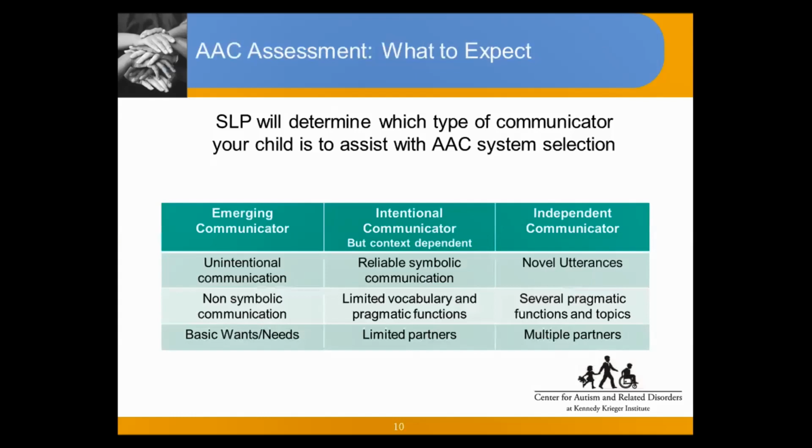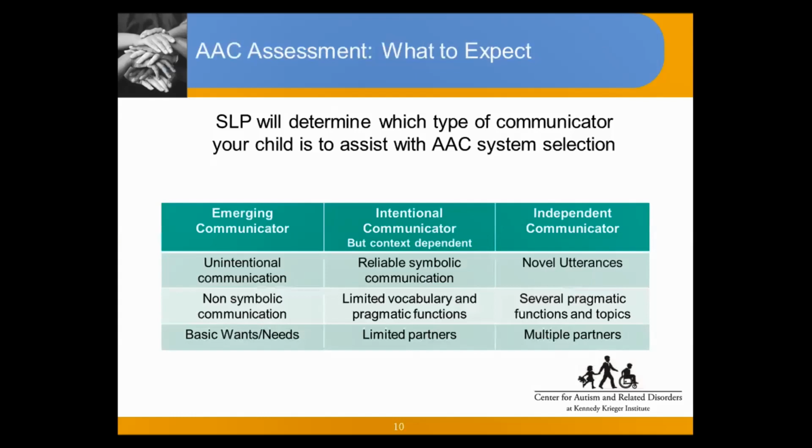And then we look at our intentional but context-dependent communicators. They have some reliable symbolic communication, meaning they might be able to exchange pictures for things that they want, or children may have some limited verbal communication, some vocabulary, or maybe they're able to use pictures to communicate, but that communication is still limited. They may just communicate for one or a few pragmatic functions. So again, those are things like communicating for things that you want, labeling things that you might want to talk about, asking for help, protesting when you don't want something.